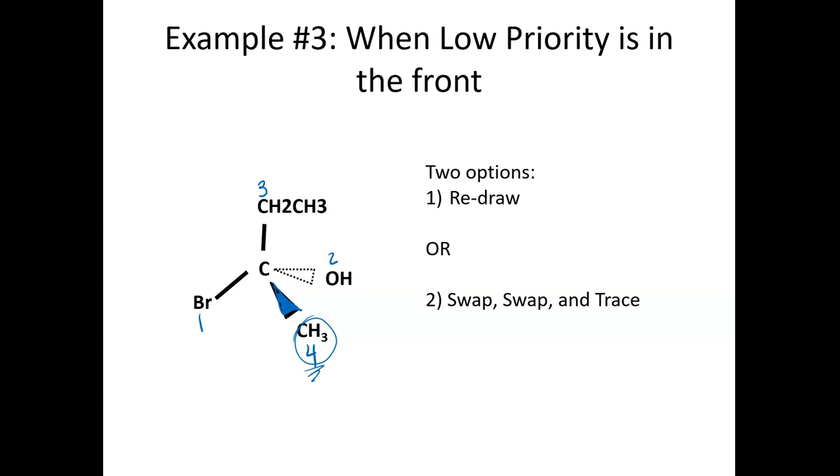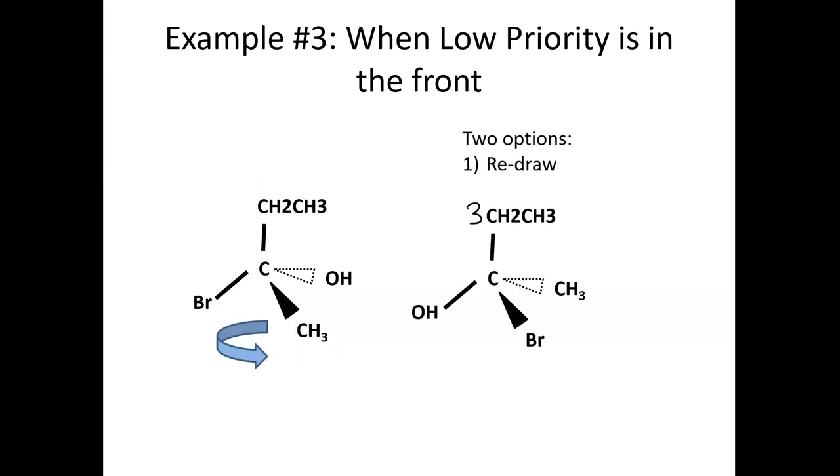You can redraw this, and that would be basically, I can kind of pretend in my mind that I'm spinning this group around. I'm going to take this bromine and put it where that methyl group is. The methyl group's going to go in the back to where that hydroxide is, and then the hydroxide is going to spin around and move to where that bromine is. So that's an option.